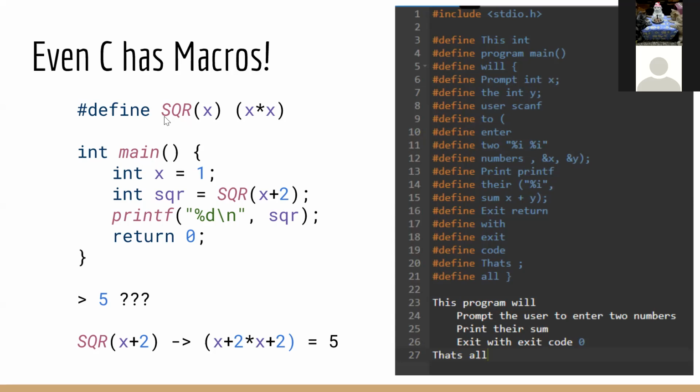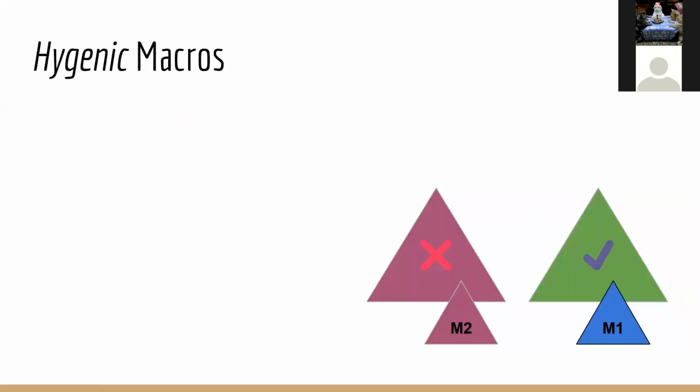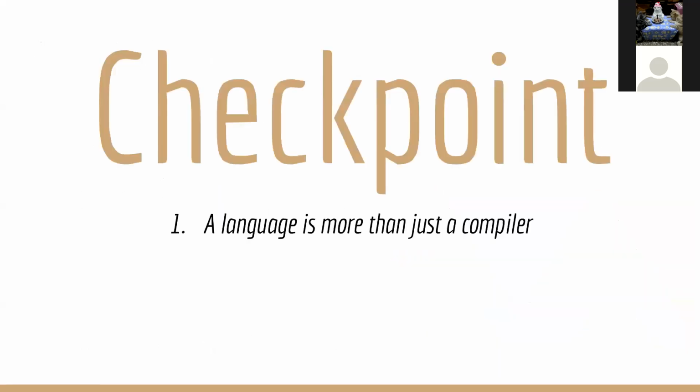Okay, so checkpoint. Here are the four main ideas. So language is more than just a compiler, right? We talked about some of the other things that were involved: the design of the language, the different tooling, other things like the standard library, of course, and community. I don't want to forget that.